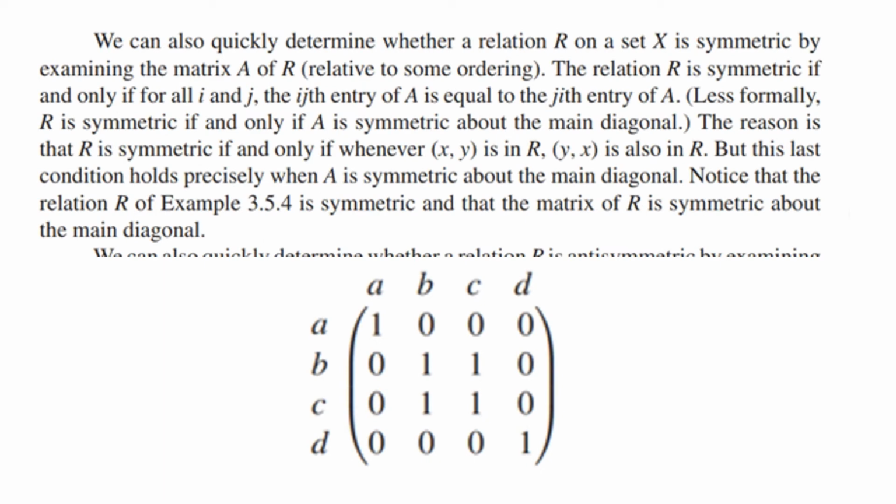You can also quickly determine whether a relation on a set X is symmetric by examining the matrix relative to some ordering, and it's symmetric if and only if, for all i and j, the ijth entry is equal to the jith entry, and that is what we call a symmetric matrix in your linear algebra class. So for example here, you have a bunch of zeros, but here you have the CD element, and here you have the CB element, and here you have the BC element. Those are both ones, so that tells us that this in fact is a symmetric relationship.